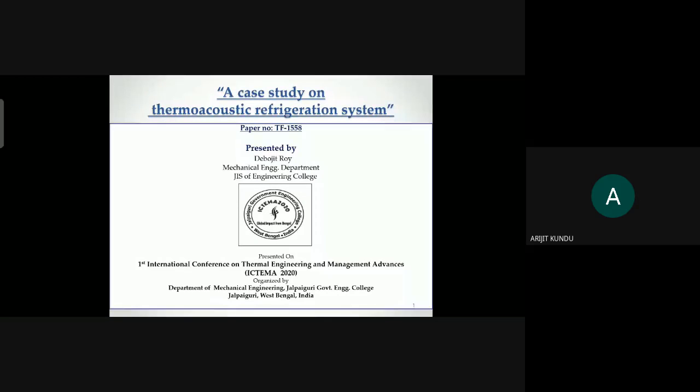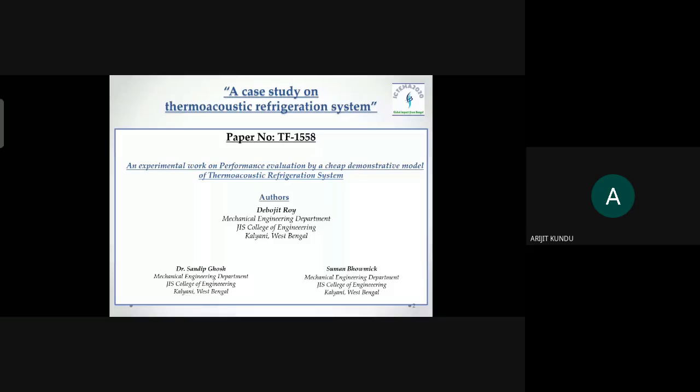Presently, I am studying MTech at Jalpaiguri Government Engineering College, and this is basically an experimental work of constructing a cheap demonstrative model of a thermoacoustic refrigeration system, and doing an experiment by varying some parameters to observe and evaluate the performance of this particular system. My co-authors were Dr. Sandeep Ghosh and Suman Bhumik from JS College of Engineering.